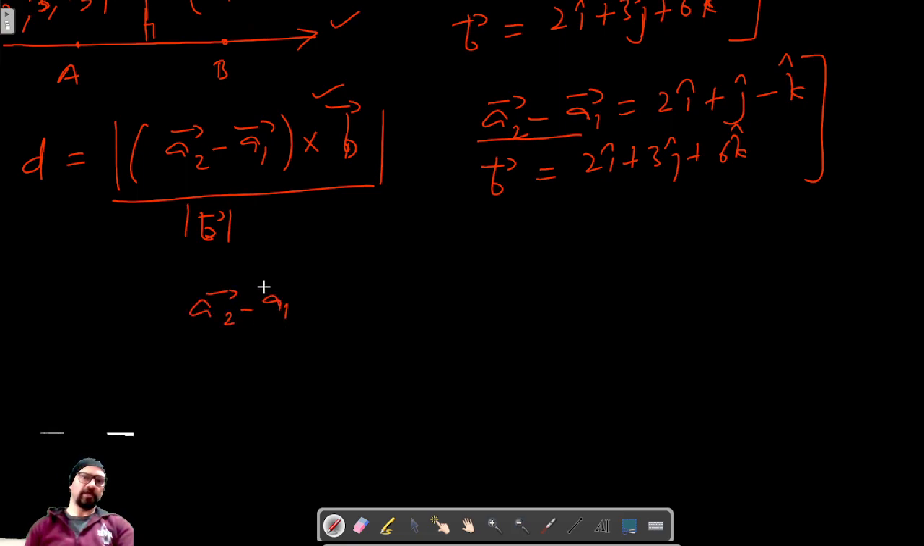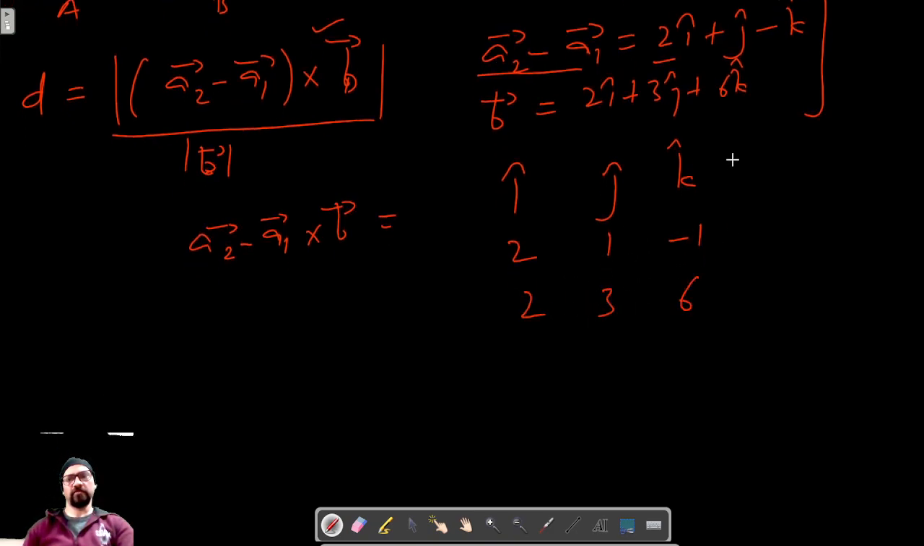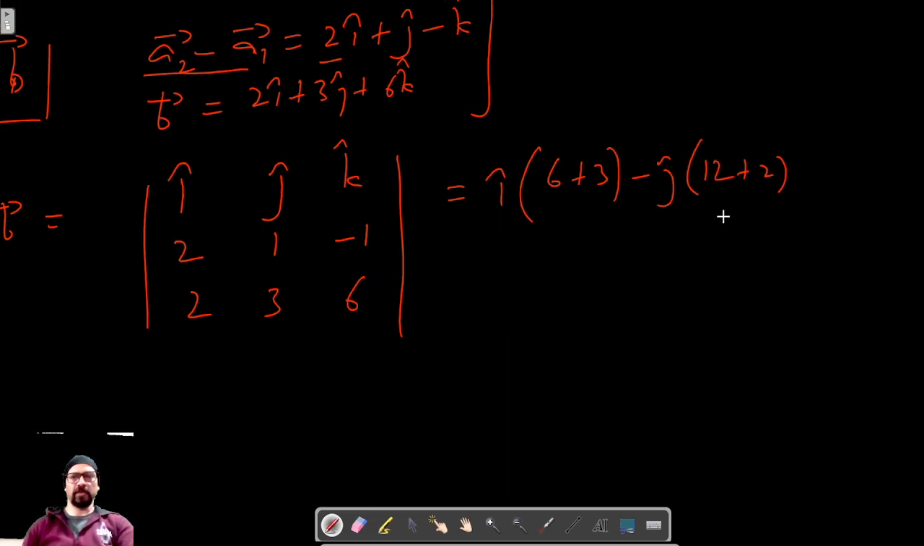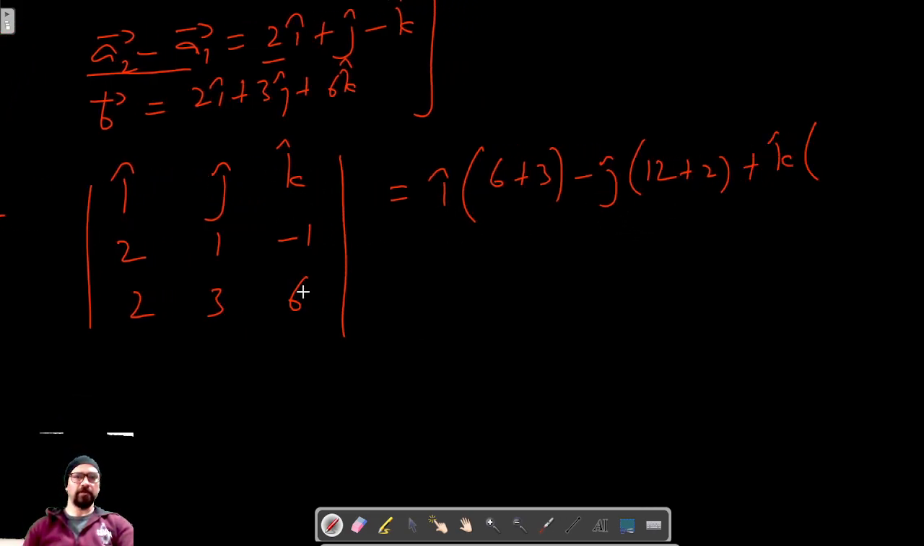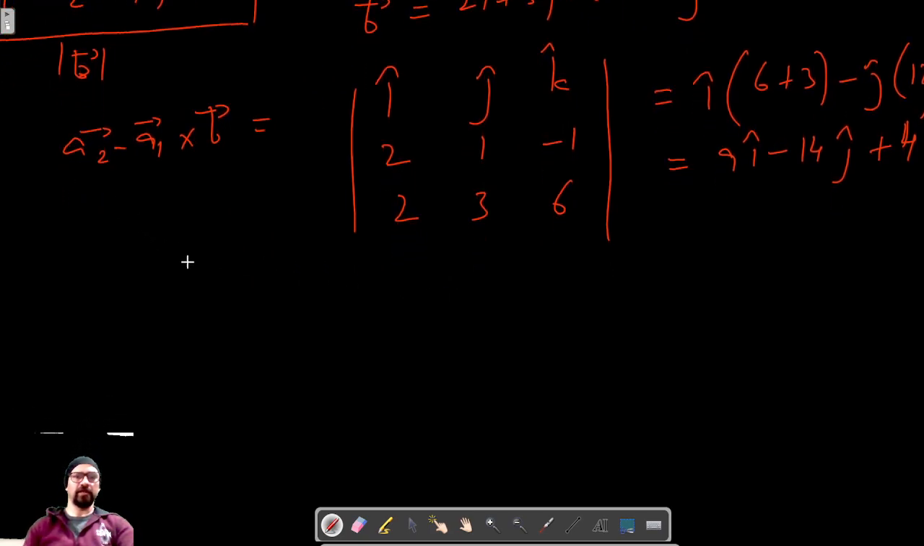So cross product of A2 minus A1 with B is that of i, j, k. So this is i cap, j cap, k cap, and A2 minus A1, it's 2, 1, minus 1. This is 2, 3, 6. We have to find the determinant. So this gives us i cap into 6 plus 3, minus j cap into 12 plus 2, and plus k cap, k cap is 6 minus 2. Which gives us 9i cap minus 14j cap plus 4k cap.